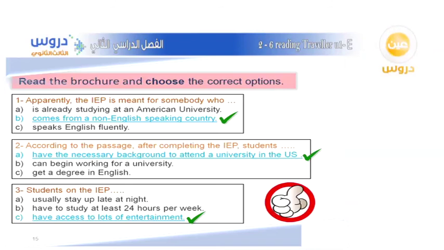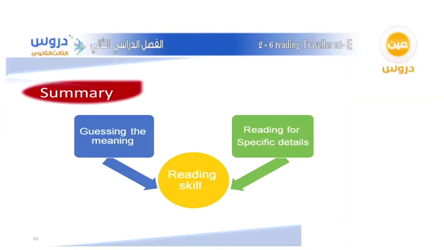Now a summary of our lesson. If you remember that we are guessing the meaning, we are trying to find the meaning of a new word. For example, the word founded and the word admitted. If you can remember that, also the last word is readily. Also, we read for specific details, and Jihan read the first part of the passage. All these skills are going to support reading skills.